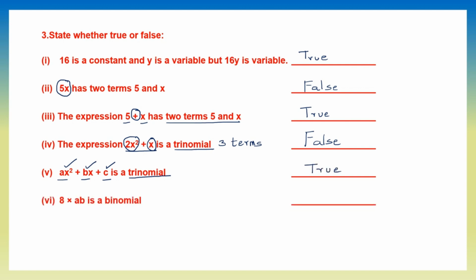Question 6. A into ab is a binomial. Bi means two terms. Binomial means two terms, but this is a multiplication sign. Only if it is a plus or a minus sign can you say that there are two terms. Now a into ab can be written as a square b, which becomes a single term. So this statement is false, because the statement says a into ab is a binomial.